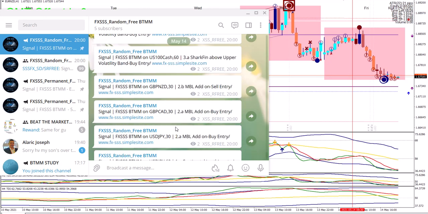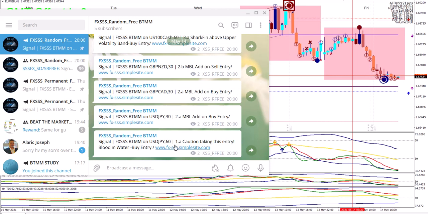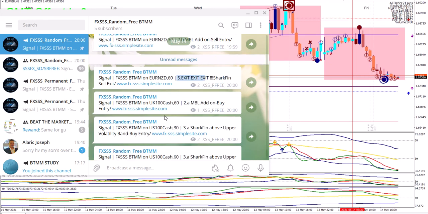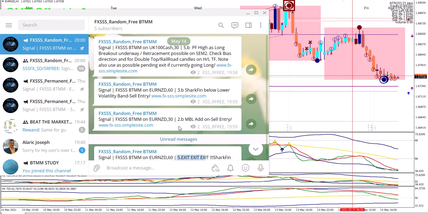Shark fin exit. The last one that came in was a USD number one. I'm not even going to look at it. USD JPY. There's an MBL on the 30 and a one on the 60. It's a GBP CAD. I'm done for the day. Oh, this thing was at 7 o'clock. There's a shark fin at 7 o'clock. Probably this little thing here.